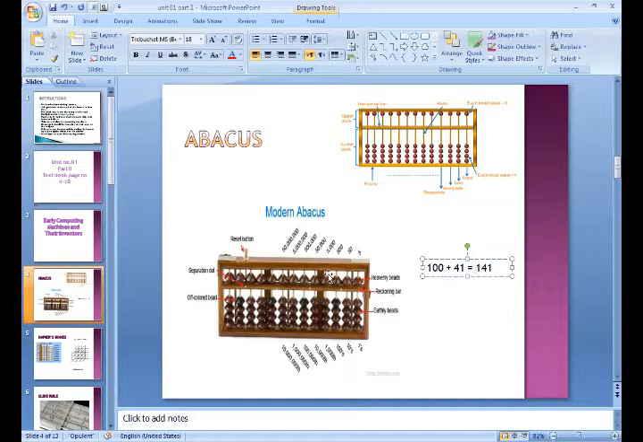Okay, you see the second screen. One means ones, 10 means tens, 100 means hundreds, 1000 means thousands, 10,000 means ten thousands, lakhs. Understand? And the upper beads are 5, 50, 500, 5,000, 50,000, and so on.